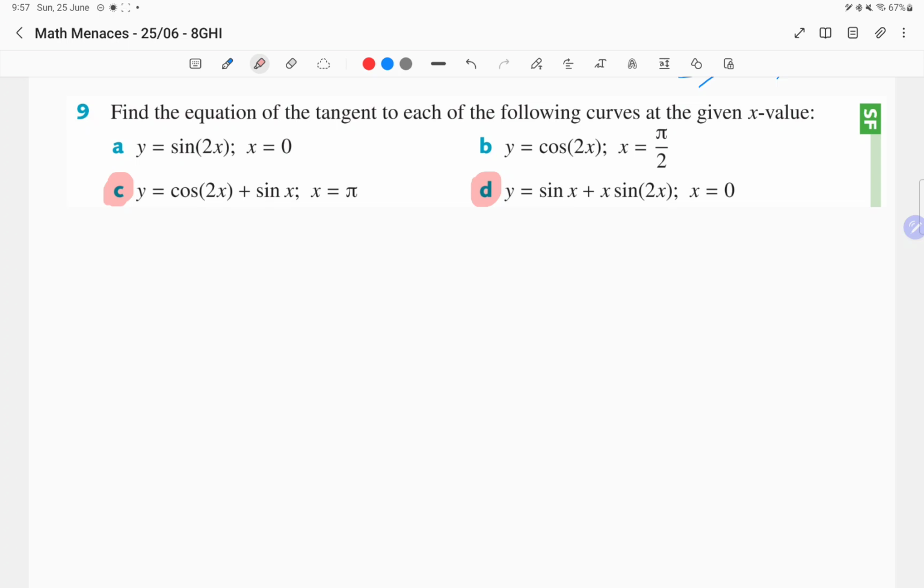Well, what are we supposed to do? We've never done this before. Oh, really? Okay, I'll show you 9A then. So have a look. I'll show you 9A and then you can do C and D.